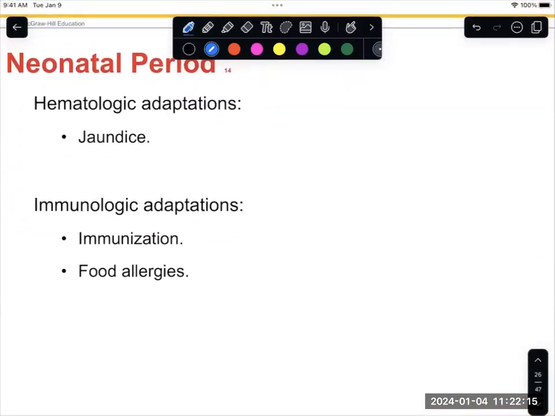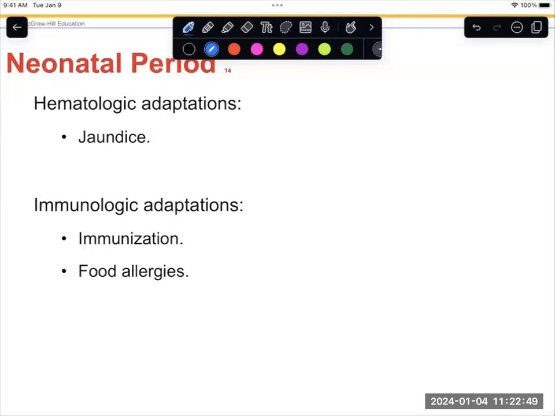The newborn's immature liver may not be able to break down bilirubin from excess red blood cells. This is what causes jaundice. Jaundice is treated with phototherapy, so putting those newborns under a light. Immunizations are given to confer immunity against a variety of viral illnesses. Some of these illnesses are measles, mumps, rubella, varicella, pertussis, which is whooping cough, and diphtheria.